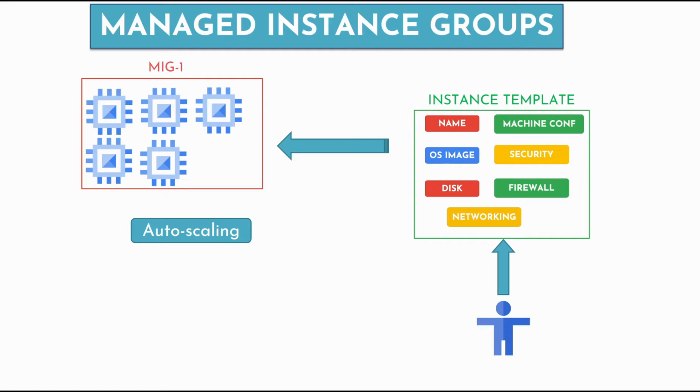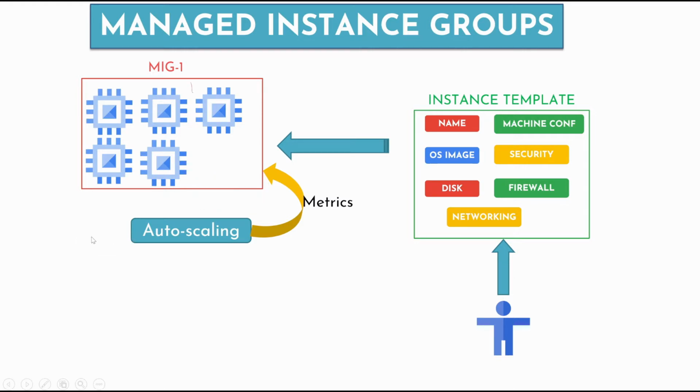Let's say you set the auto scaling on CPU utilization at 60% threshold. So when CPU utilization for any of the VM goes above 60%, a new VM will be added to the managed instance group based on the instance template's configuration. When the CPU utilization goes below 60%, the newly added VM will be deleted from the instance group.